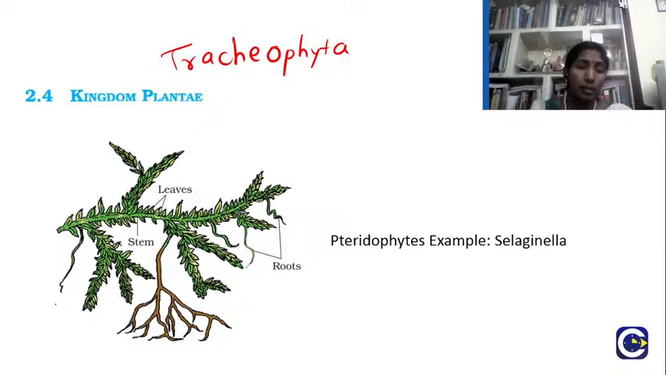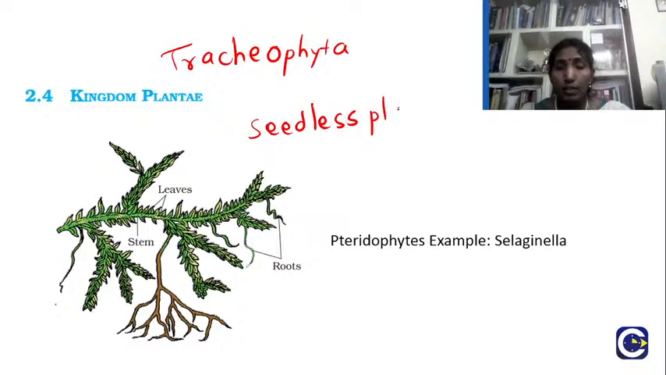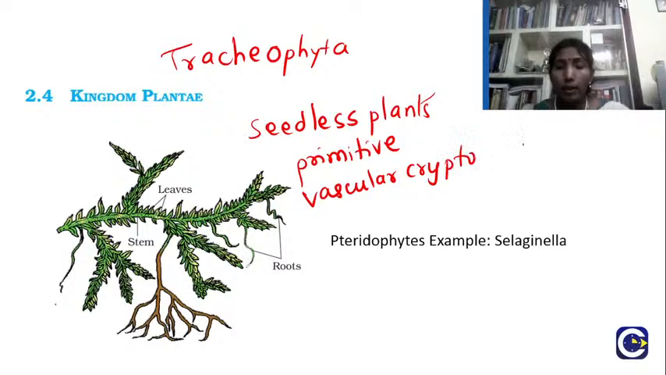They are visible green plants. The plant body will be sporophytic. Here you start getting stem, root and leaf. They are seedless plants; that's a basic concept you should know. They are seedless plants, very primitive tracheophytes. They are called vascular cryptogams.